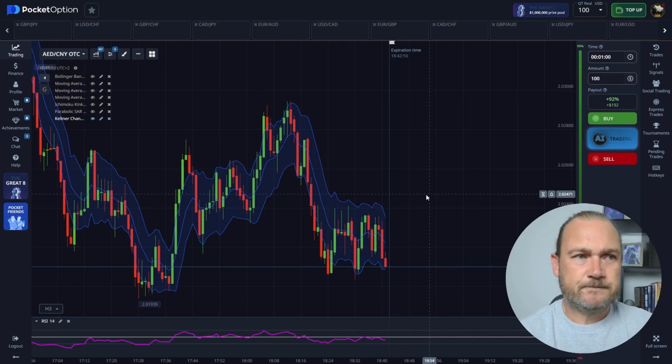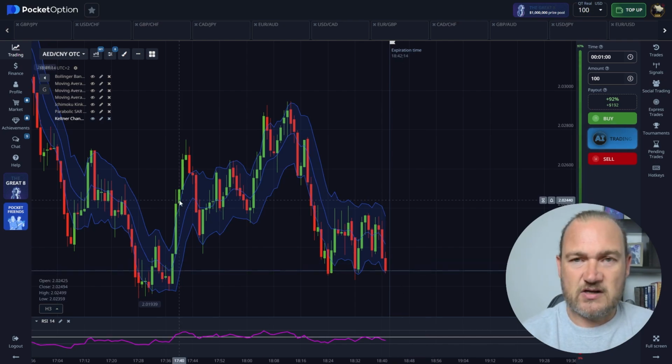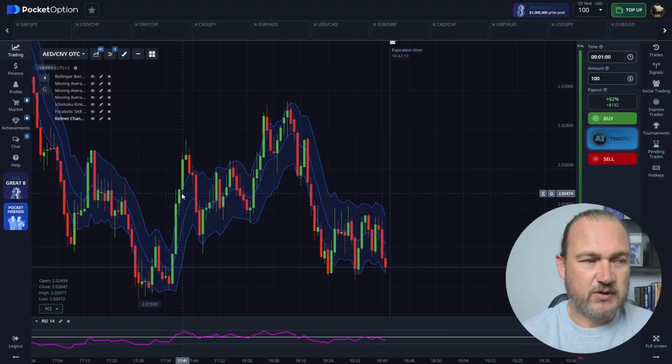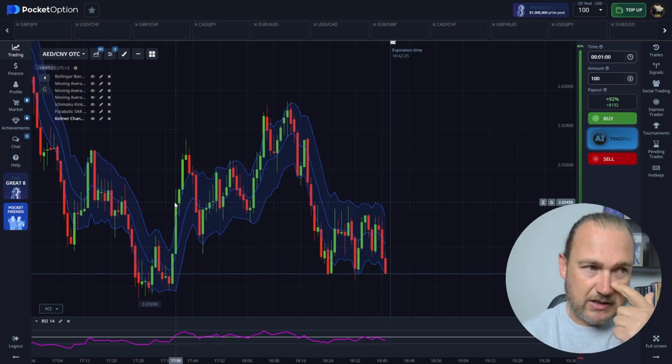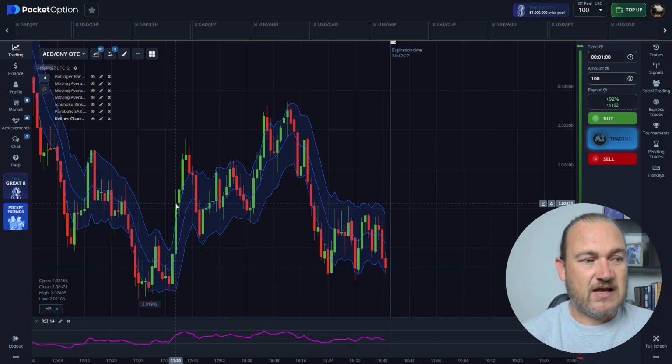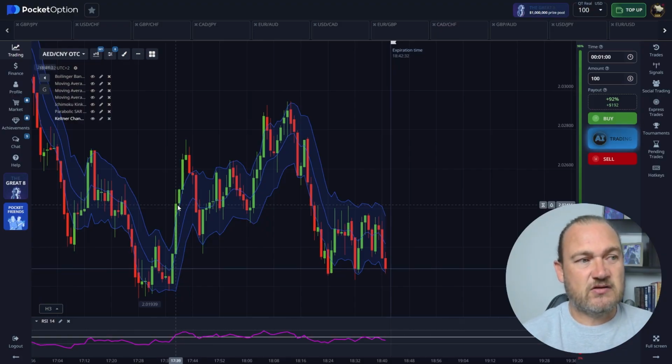Here's what we're going to do. We're going to look for areas where price is moving out of the Keltner channel, whether it's breaking upwards or downwards, above or below. If we look at this break here, price pushed through the Keltner channel and closed above the upper band. At the same time, my RSI was above the 50 line. So that would be a buy signal for me.